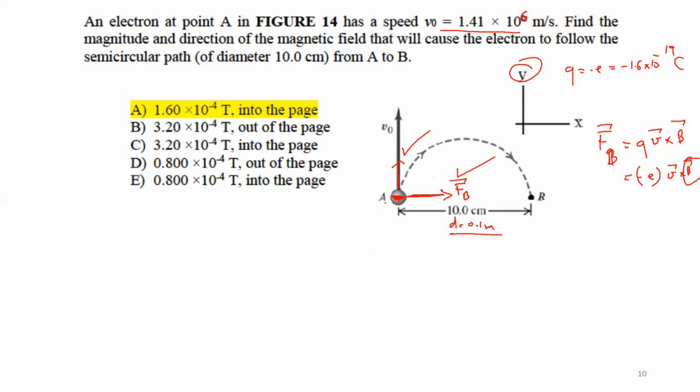Okay, use the right hand rule. So you will see that B should be into the page. Why? Because it's negatively charged. If it was positively charged, the FB will be opposite. So B should be into the page. I hope everyone is convinced. Use the right hand rule and you will see that B should be into the page because the charge is negative.